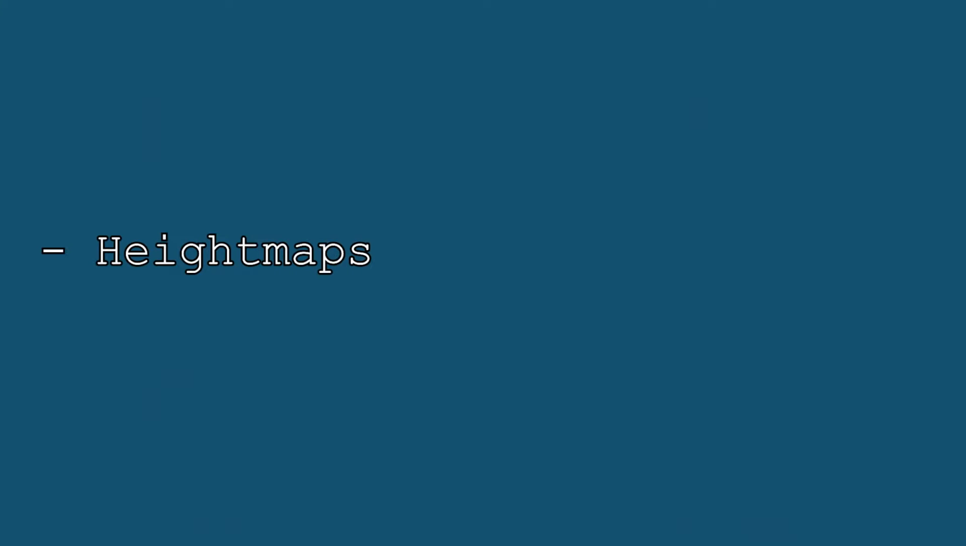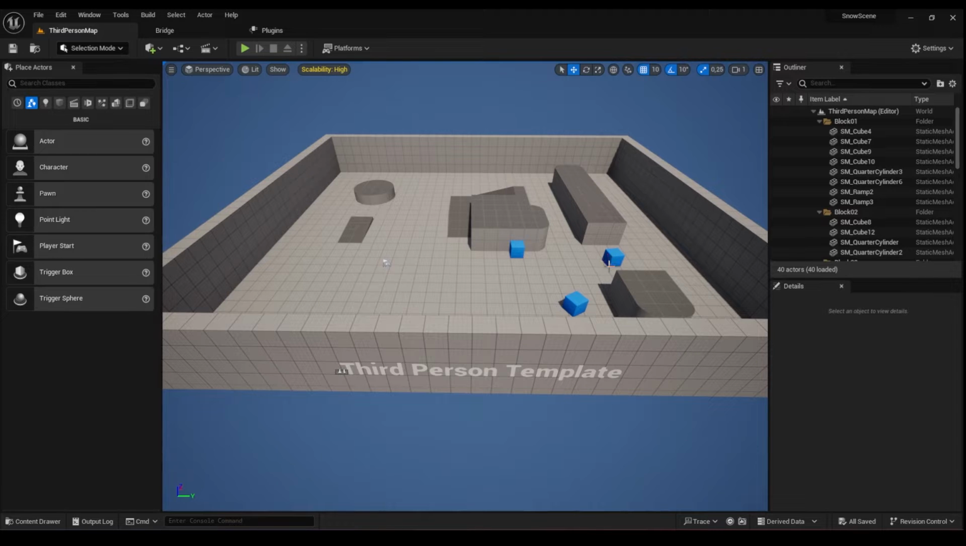The first step inside of Unreal will be to import the Heightmaps. The Heightmap is in the description below, and if you wanna learn how to create your own Heightmaps, there is this video where I show how we can create Heightmaps and layer masks inside of Gaea. So let's import the Heightmap.